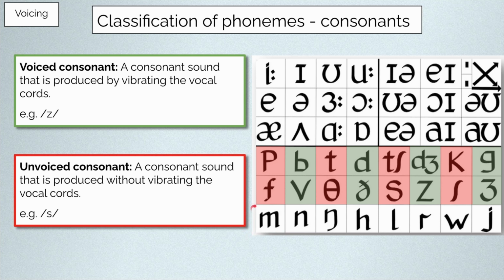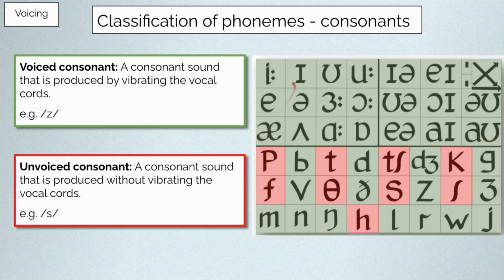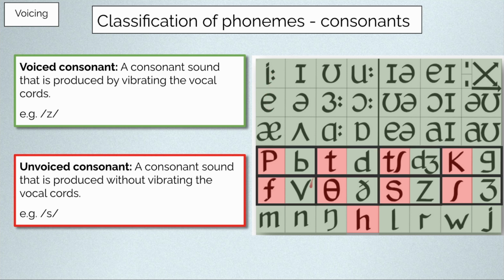If you're wondering about the bottom row, all of these are voiced except h, and all the vowels indeed are also voiced. E, e. If you were to devoice a vowel, you'd have to whisper it. E, e. With these pairs of voiced and unvoiced consonants, it's also worth noting that the place of articulation and the manner of articulation remain the same.